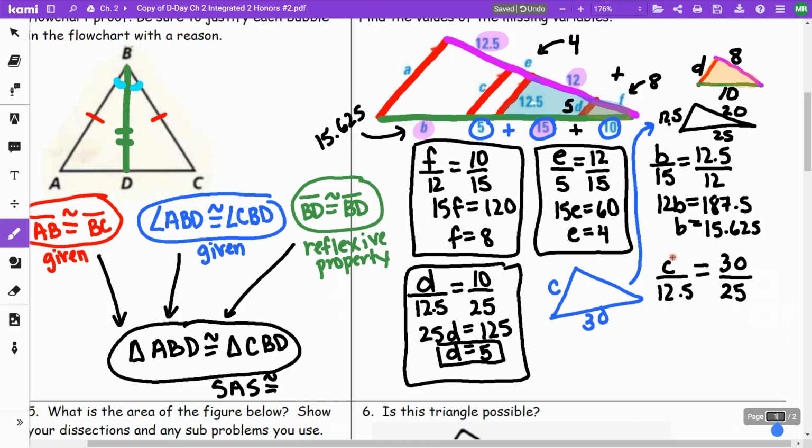And then I'm going to cross multiply and work that out. So I'm going to get 25C is equal to 30 times 12.5, which is 375. Divided by 25 is 15. So I get that my C is 15.